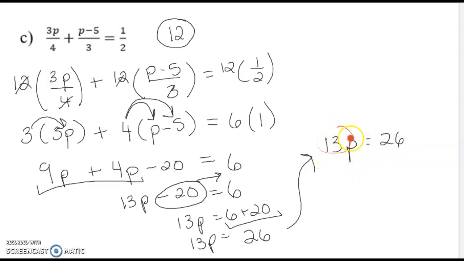So now we want to solve for p, okay? But p is multiplied by 13, so we have to divide by 13. And if you do it on one side, you do it to the other side. 13p divided by 13 is p. And then 26 divided by 13 is 2. So our answer is 2.